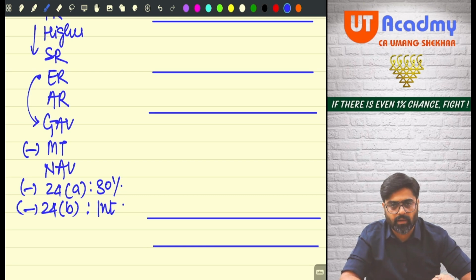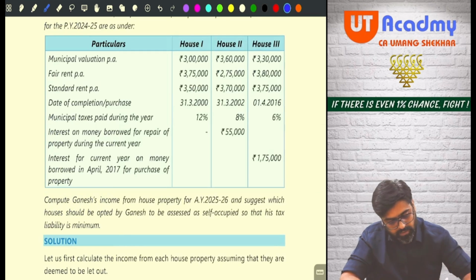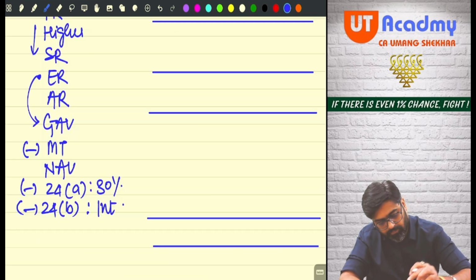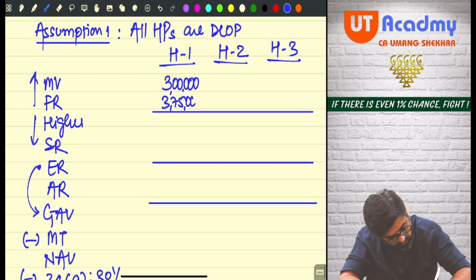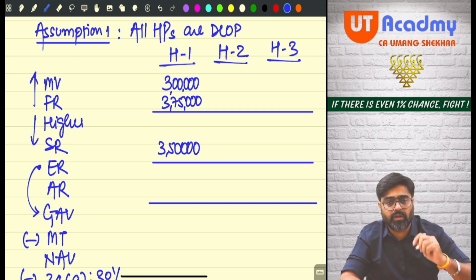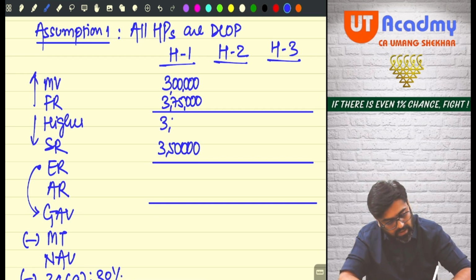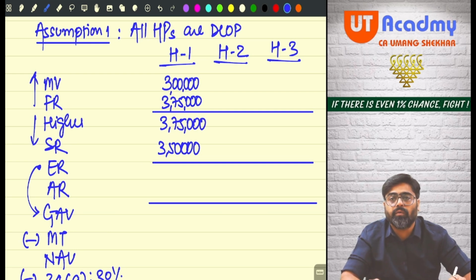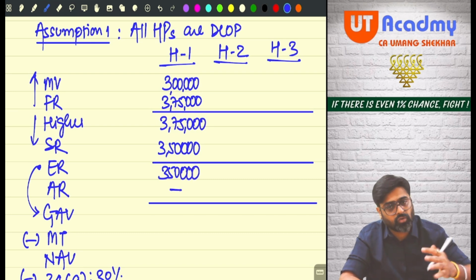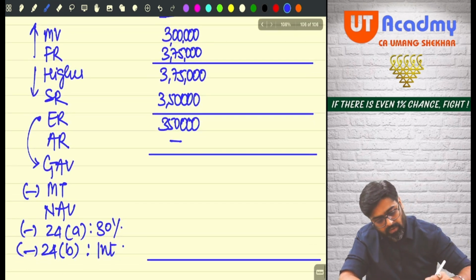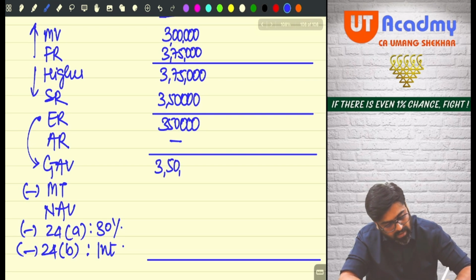Assuming that all the properties are DLOP. Now what we are doing, please check. 3 lakh, 375, 350. Tell me, 3 lakh or 3 lakh 75, whichever is higher. 3 lakh 75. 3 lakh 75 or 3 lakh 50, whichever is lower. 3 lakh 50. Is there any actual rent? No, actual rent not applicable here. So whatever expected rent will be there, that entire amount will become your GAV.